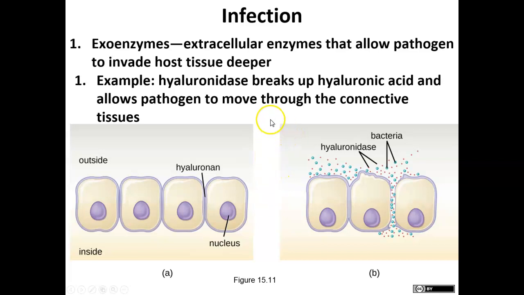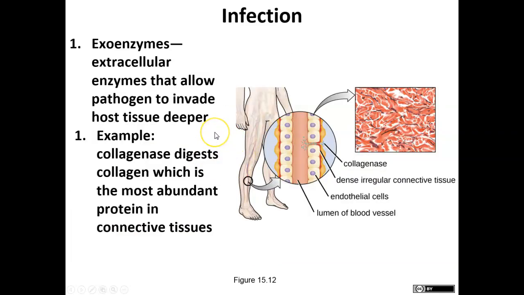Another enzyme that damages connective tissue is collagenase, which digests collagen. Collagen is the most abundant protein in connective tissue. So this is showing dense irregular connective tissue, which is actually found deep to the epidermis. And so if we damage this, it's not only going to damage the connective tissue deep to our epidermis, but it's going to cause our epidermis to also slough off. And that can actually lead to problems like gangrene.